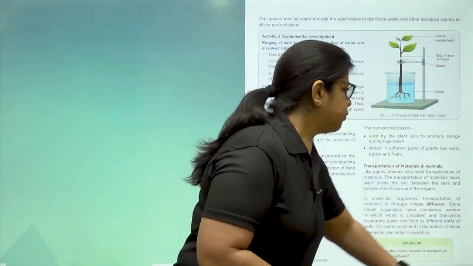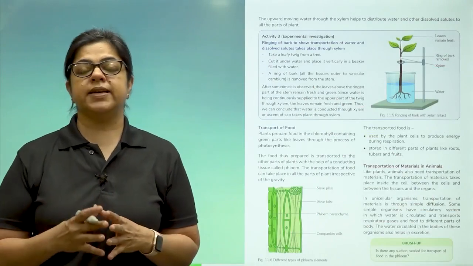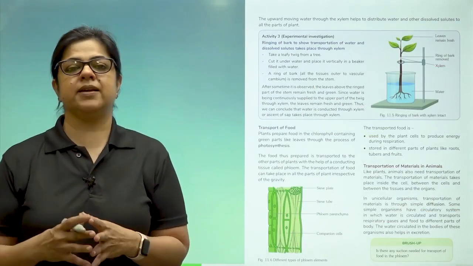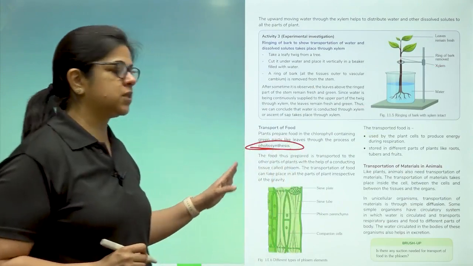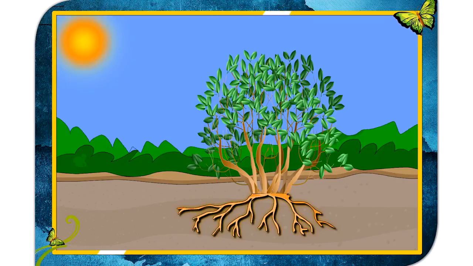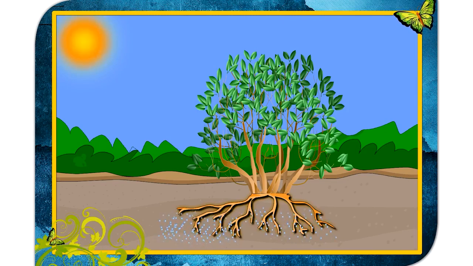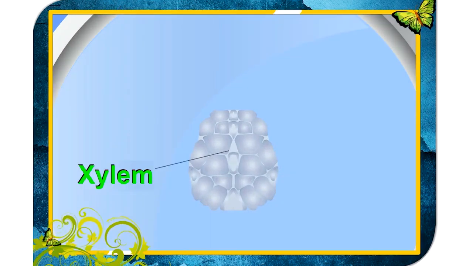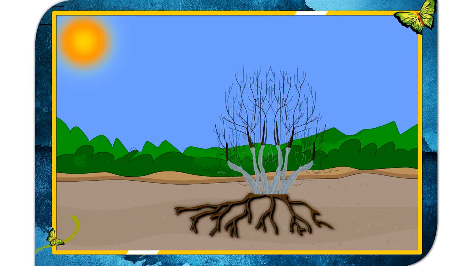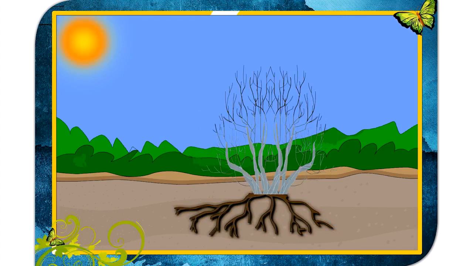Now about food, we know that food is made inside the plant body through the process called photosynthesis. Plants need to transport water and mineral salts absorbed by the roots up to the leaves. Food prepared by the leaves also needs to be transported from the leaves to all parts of the plants. The transport system in plants consists of xylem and phloem. Together they form the vascular system.